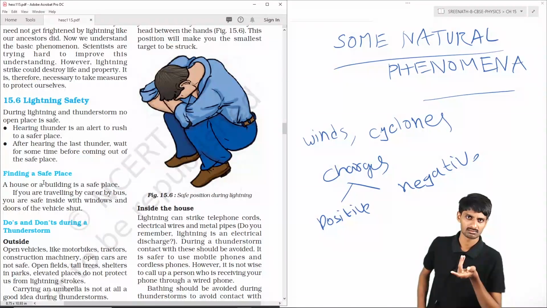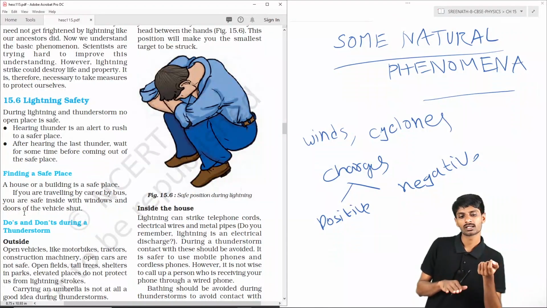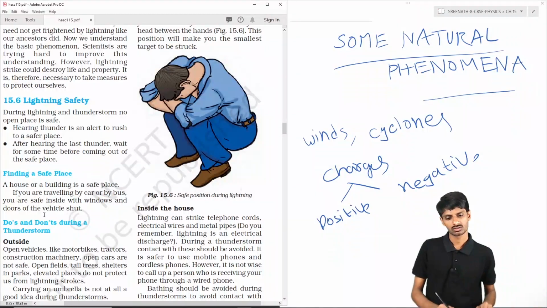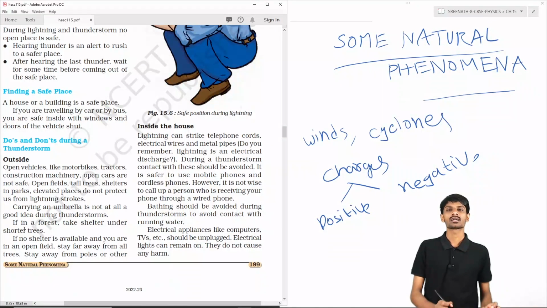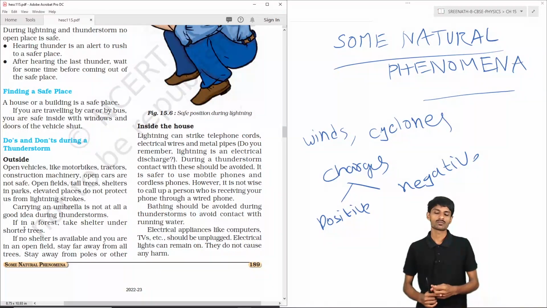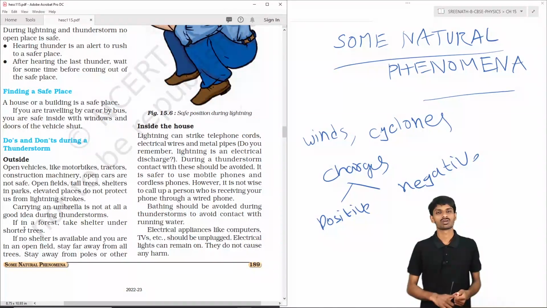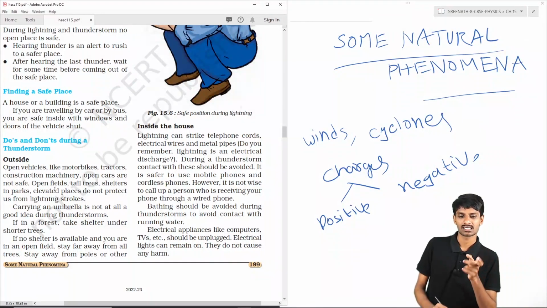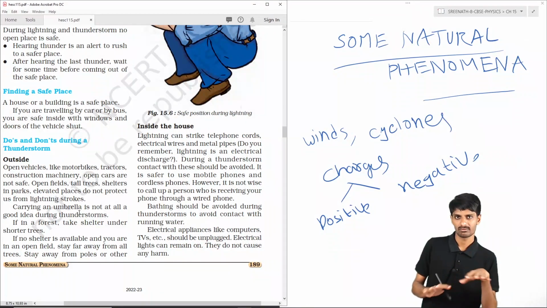And what is a safe place? How to find it? Basically a safe place is a house or a building. If you are traveling in a car or in a bus, the safer place is to sit inside with windows and doors closed. And in the case of thunderstorms, what are the do's and what are the don'ts? Suppose you are outside: open vehicles like motorbikes, tractors, construction machinery, open cars are not safe. These places are not safe.